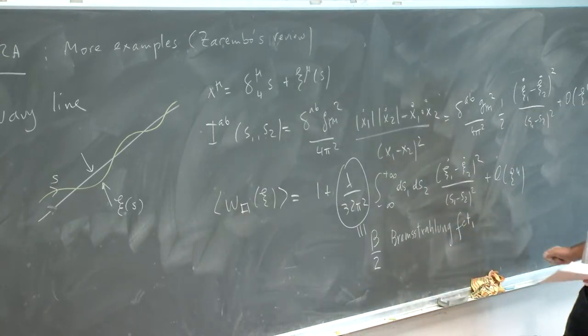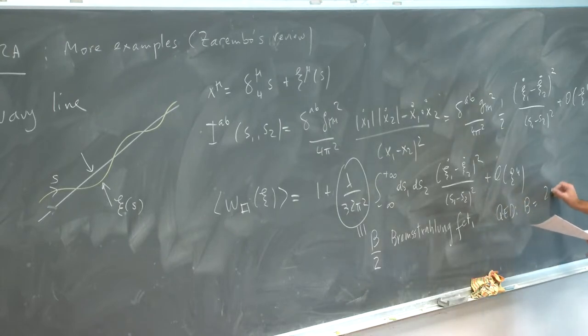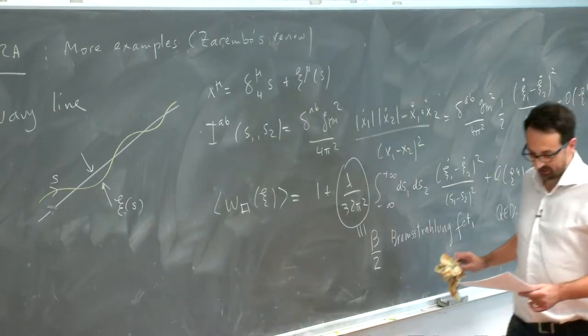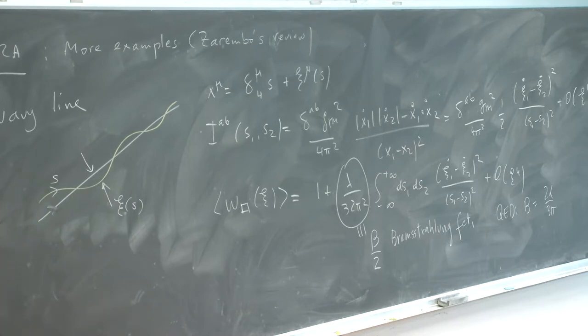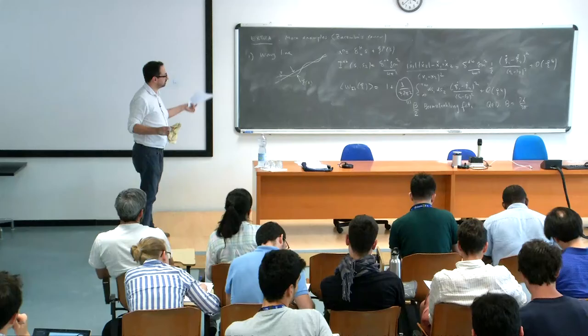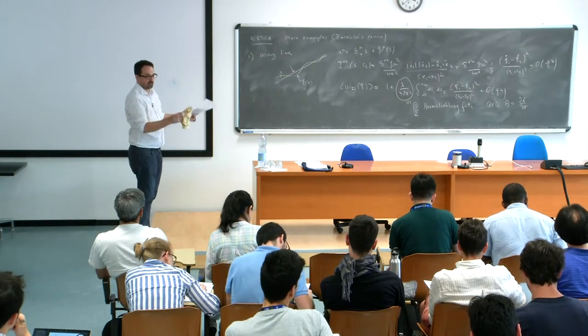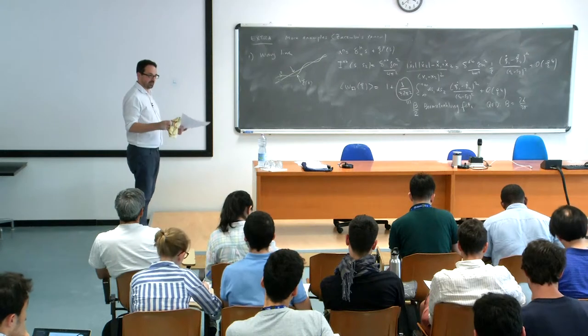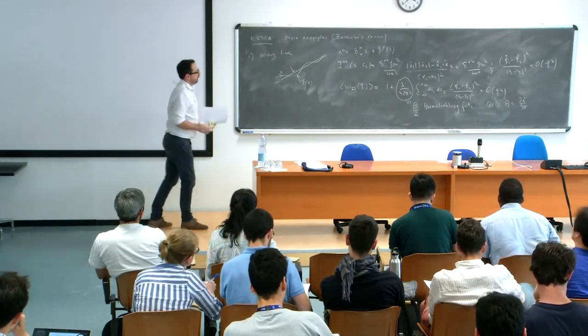Again, if you compute it in QED, B would be equal to 2 alpha over 3 pi. So you have this Larmor formula for the energy radiated by an electron. So this is something that we can define, and this is the first example. Now I'm going to move to a second example, and then a third, and a fourth. And then we're going to see that they are all related to each other.